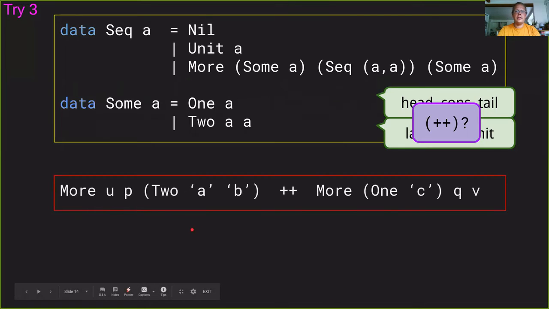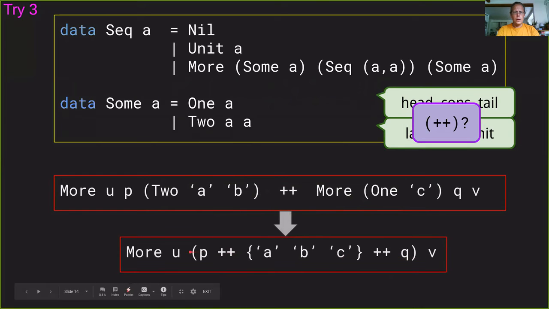We have a sequence that ends with an A and a B, and another sequence that starts with a C. And we're going to append those 2 sequences. So what should the result be? Well, we start with U and we end with V, just like these sequences did. But the recursive sequence in the middle should be P, and then an A and a B, and then a C, and then Q. But P is a sequence of pairs, and Q is also a sequence of pairs. And somehow we need to insert 3 elements in between these 2.